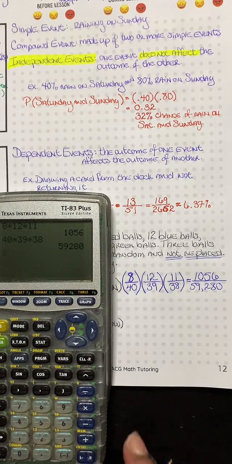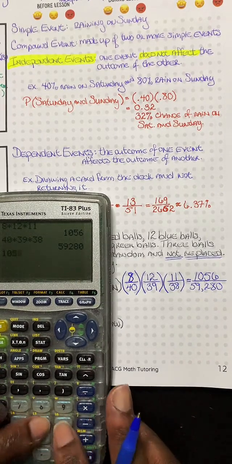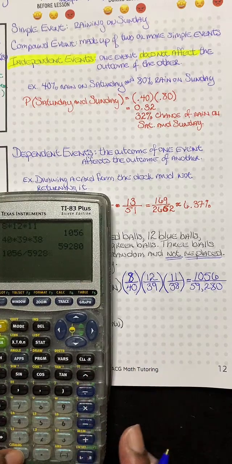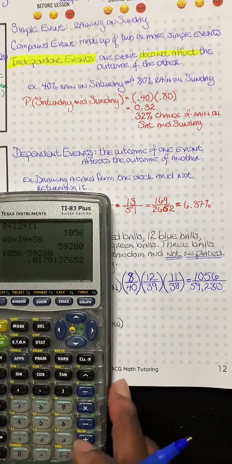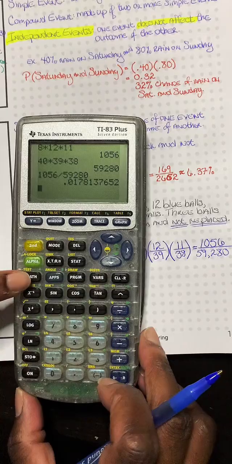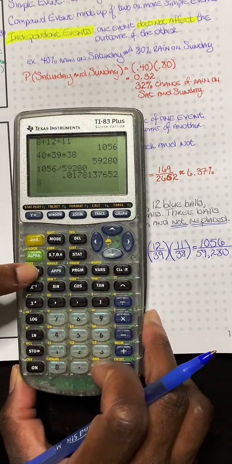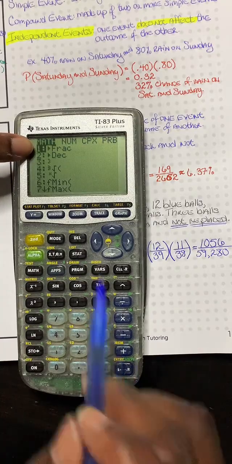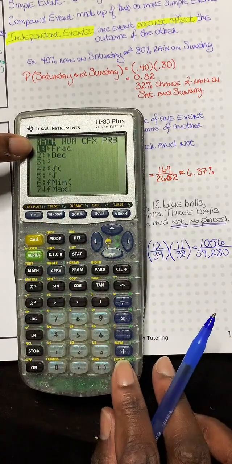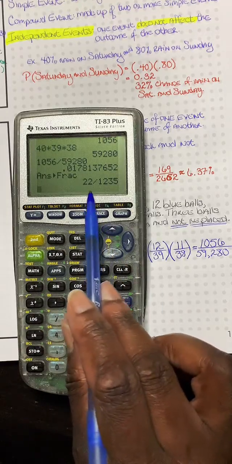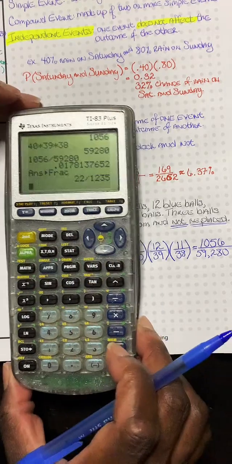So this is the best part. If I go 1056 divided by 59,280, I get this crazy little decimal. But if I hit my math button and I want it reduced as a fraction, I'll just hit enter for frac and then enter again. It will reduce my fraction. Look at technology.